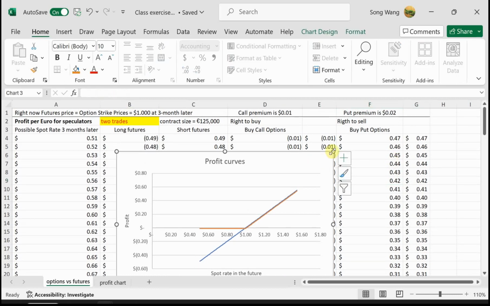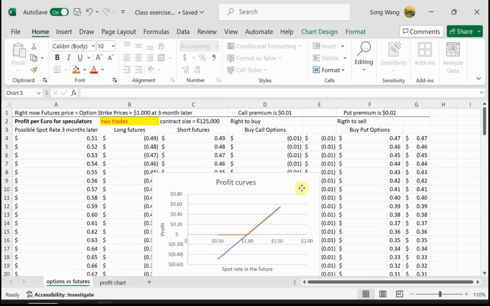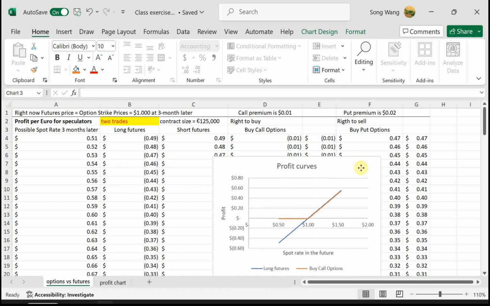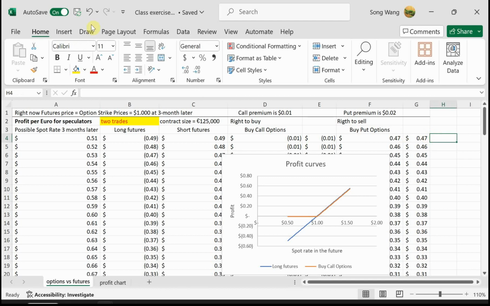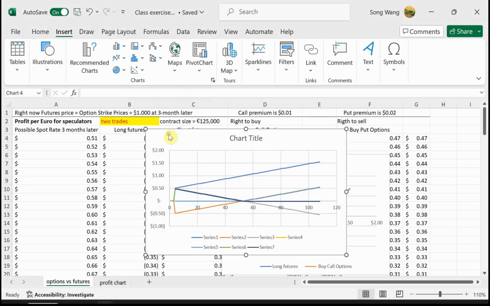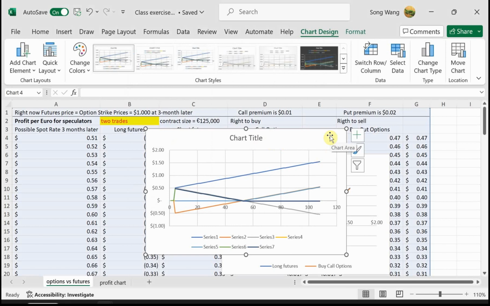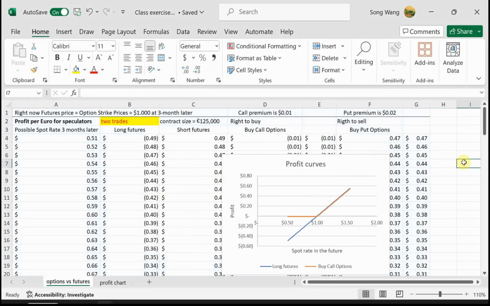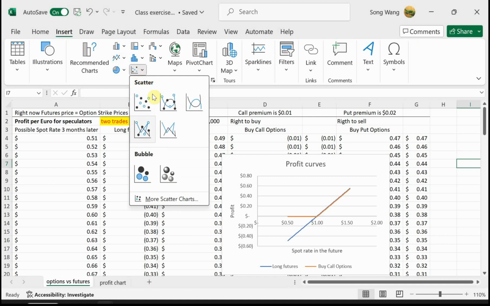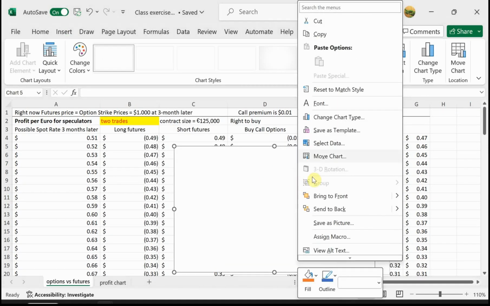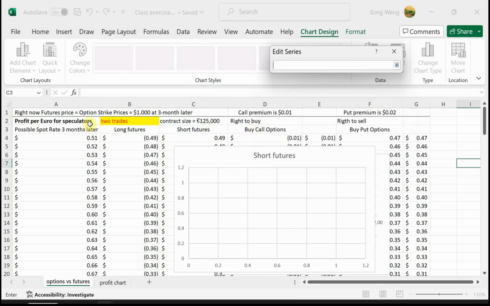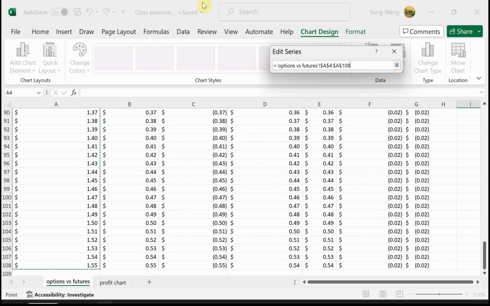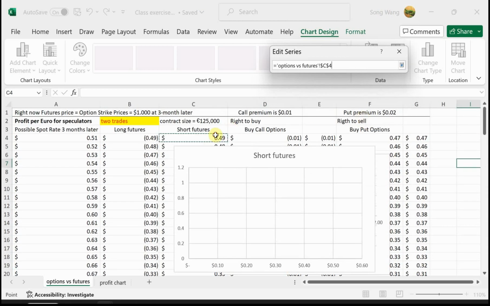You will need to make another chart here. I will do the short futures and buy put option. So right here, insert. Ooh, that's what happens if you don't click on the blank cell. Okay, so for the Y value, select data, add. The name is short futures, and the X values again would be the spot rates, and the Y values would be the profit for short futures.